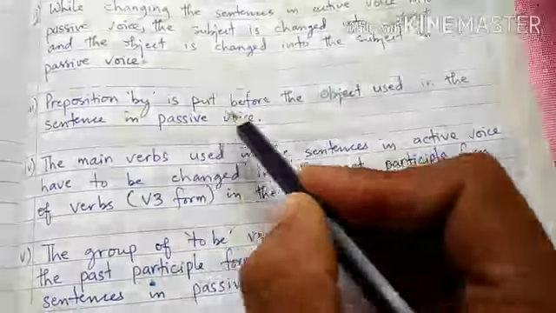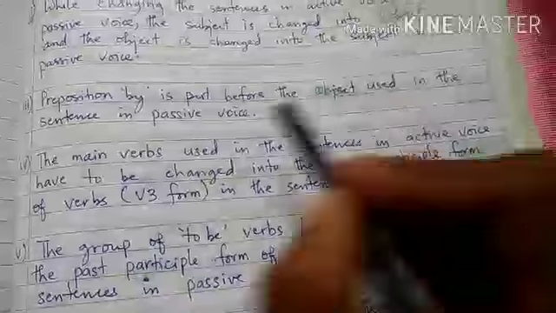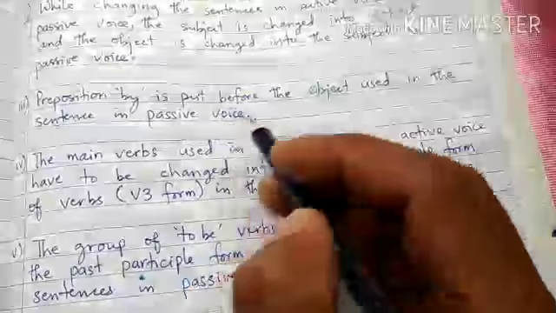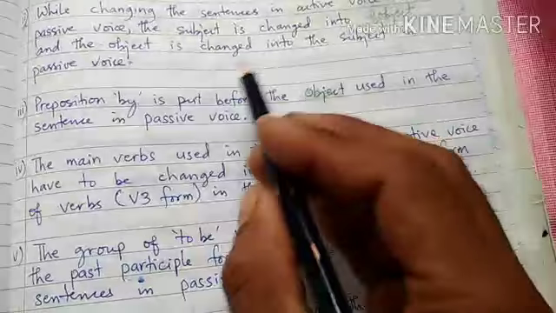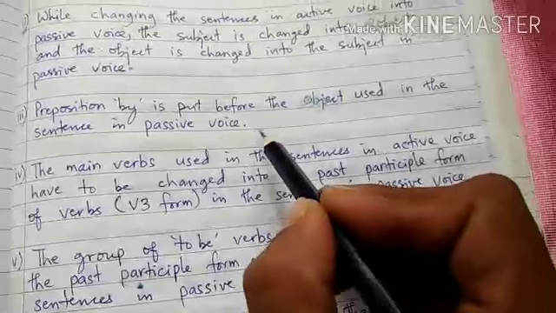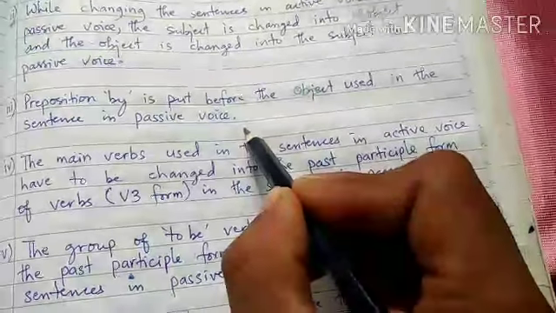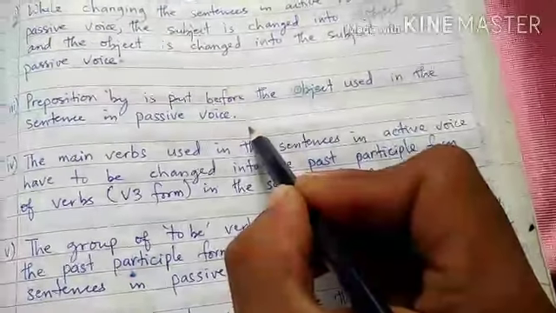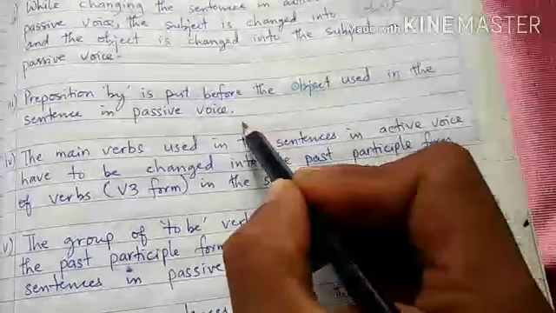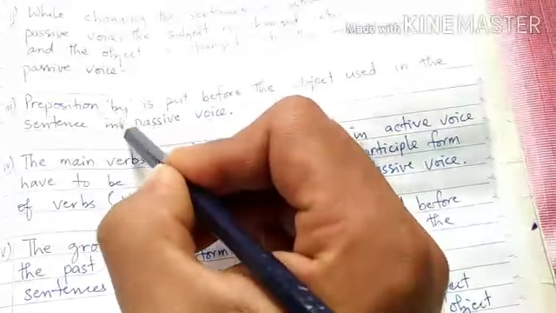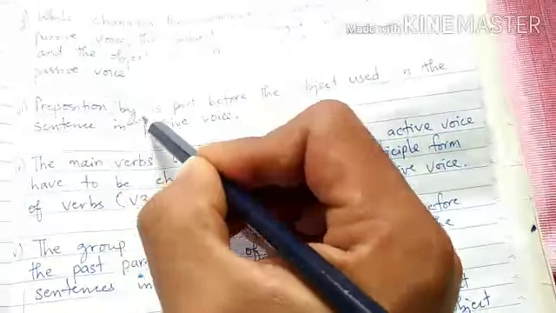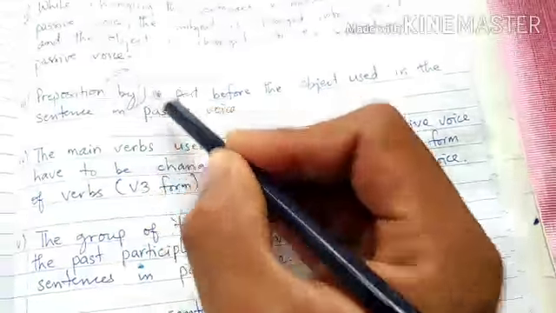Preposition by is put before the object used in the sentence in passive voice. So after changing the subject into object and object into subject in passive voice, जिस object को हम passive voice में, जिस nouns और pronouns को हम passive voice में object की तरह use करेंगे, उस object से पहले हम preposition by का इस्तेमाल करेंगे. Okay, we will see these in examples also.